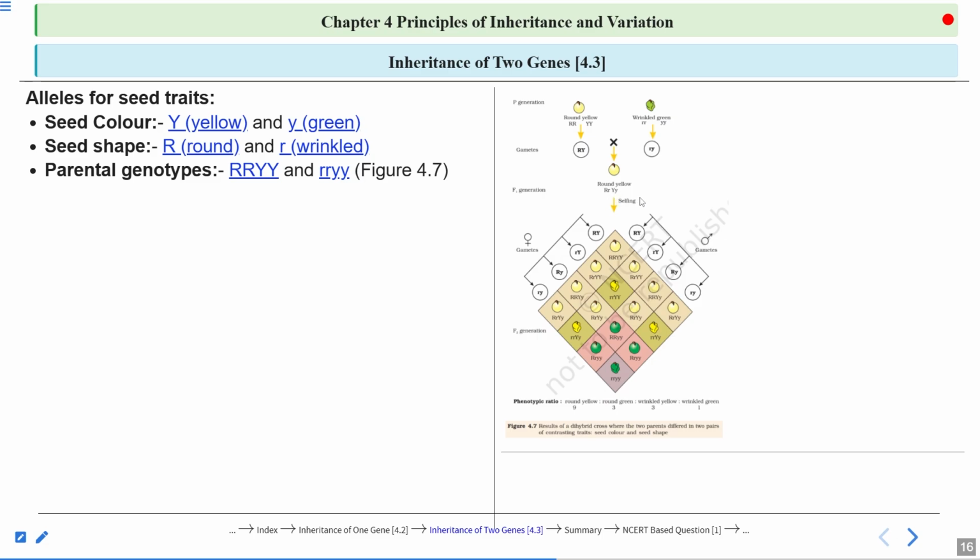Then after selfing of the F1 generation, you will get the F2 generation. Again, you can write the gametes of male on one side and female on the other side, and make all the possible combinations here. And what phenotypic ratio will you get here? 9:3:3:1. This is the phenotypic ratio you will get. In the case of a monohybrid cross, you used to get a 3:1 ratio. But here the phenotypic ratio is 9:3:3:1. Okay, this is clear. So this is a dihybrid cross. This is showing you inheritance of two genes.